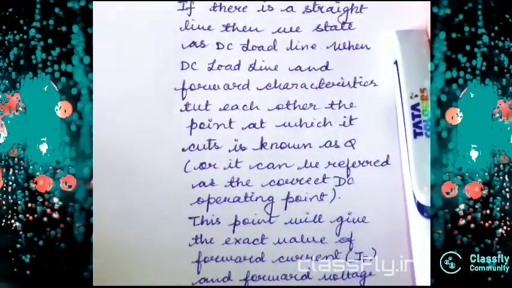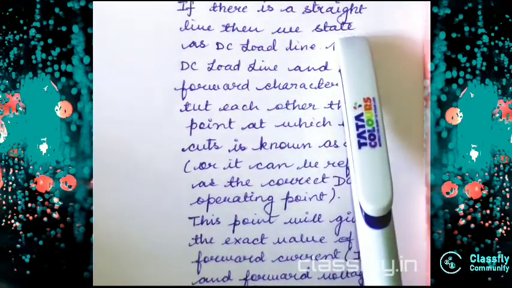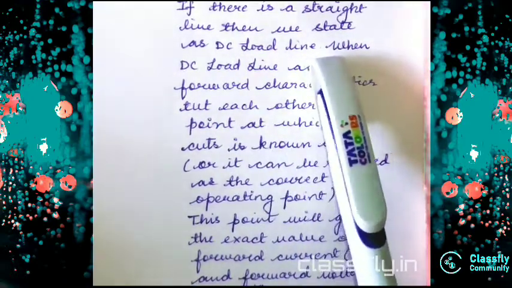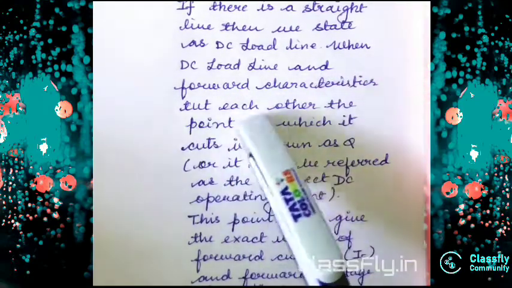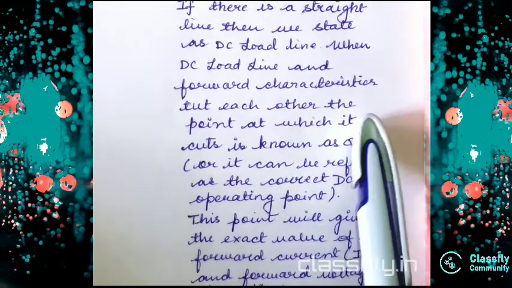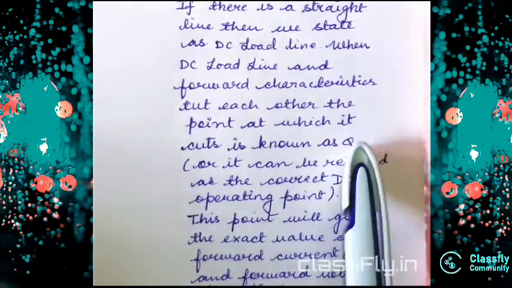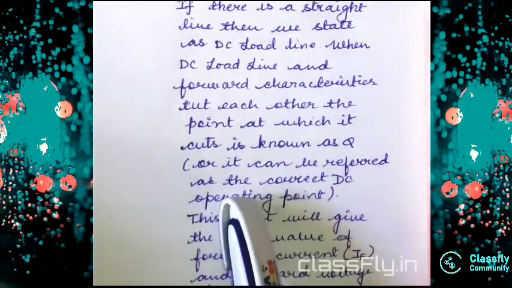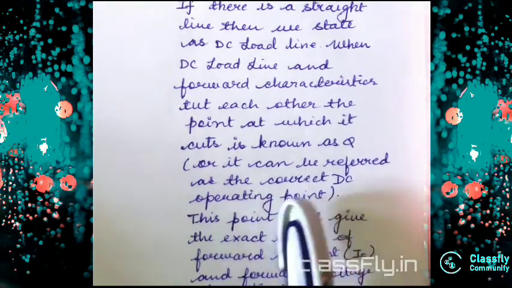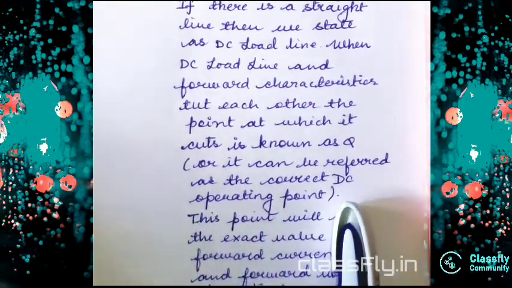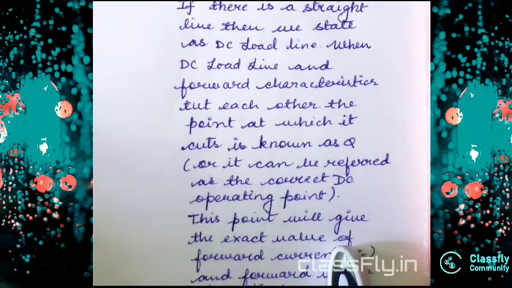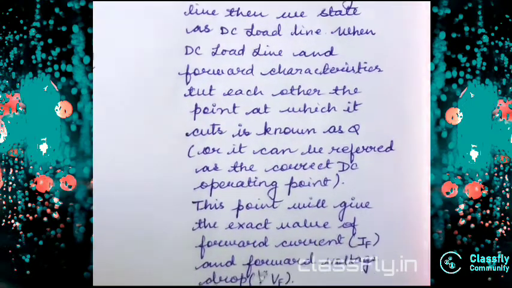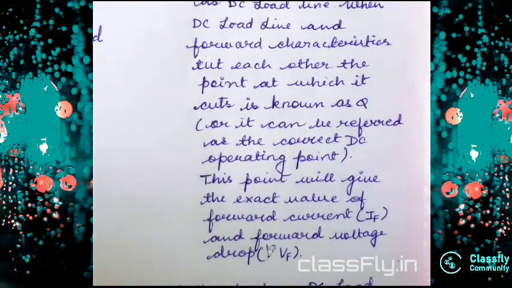If there is a straight line, then we state it as the DC load line. When the DC load line and the forward characteristic cut each other, the point at which it cuts is known as Q, or it can be referred to as the correct DC operating point. This point will give the exact value of forward current, that is IF, and forward voltage drop, that is VF.